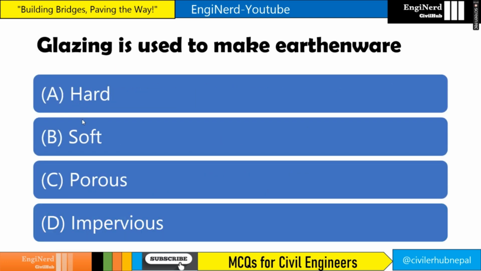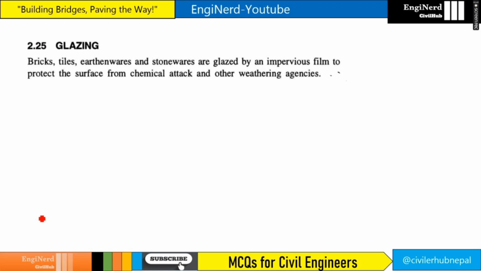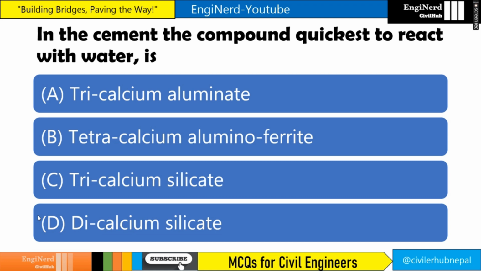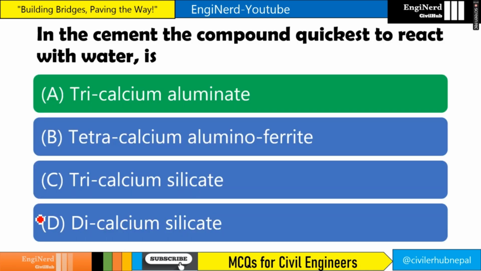Glazing is used to make earthenware... So glazing is basically used to make the earthenware impervious, right? If you see here, brick tiles, earthenwares and stonewares are glazed by an impervious film, to protect the surface from chemical attack and other weathering agencies. So the answer is impervious. In the cement, the compound quickest to react with water is tricalcium aluminate, right? So we see here it rapidly reacts with water and is responsible for flash set.